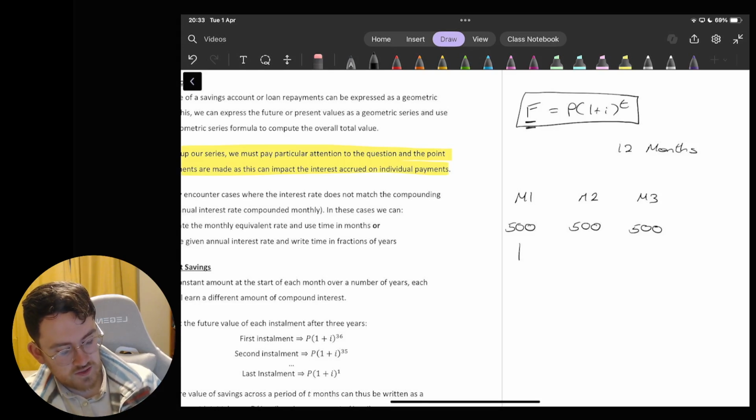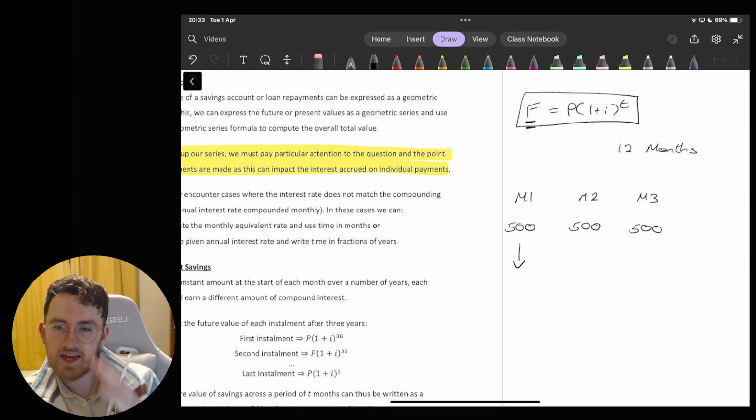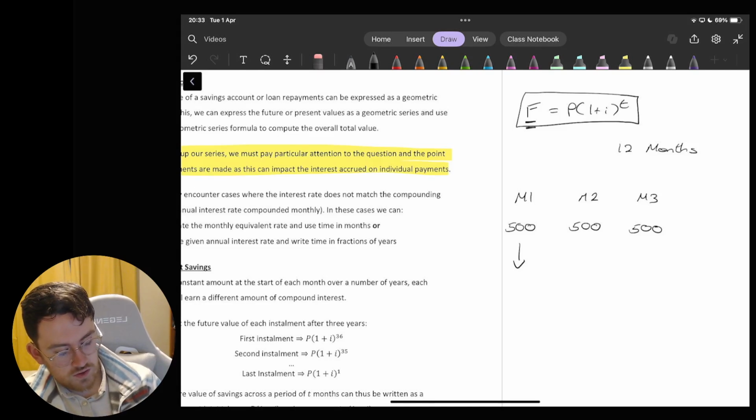But if I look at, say, this first €500, that is now going to sit in my account for the full 12 months. At the end of every month, it is going to accrue interest for an entire 12 months. So the future value of that €500 is the 500 I started with times (1 + i) to the power of 12.